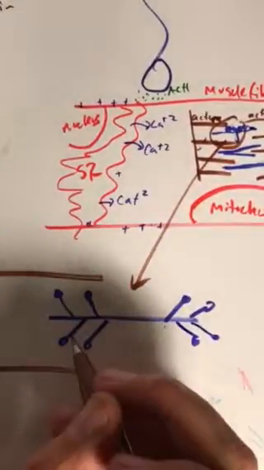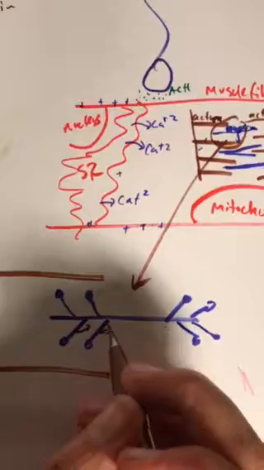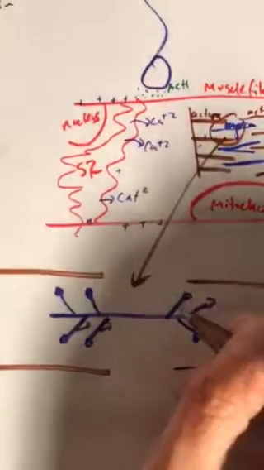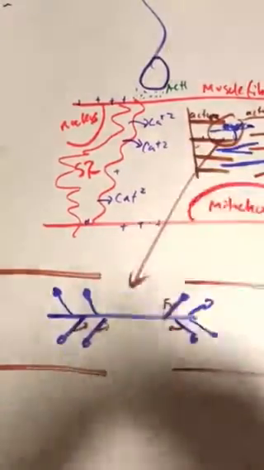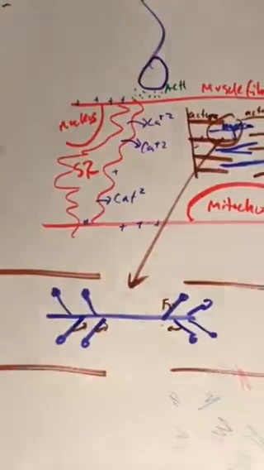And when they grab actin, they suddenly will go whoop and go that way on this side. And then on this side, when they grab actin, they will go whoop and pull this way. So in either case, they're pulling towards the center, which causes a contraction. And that's what we want in a muscle contraction.